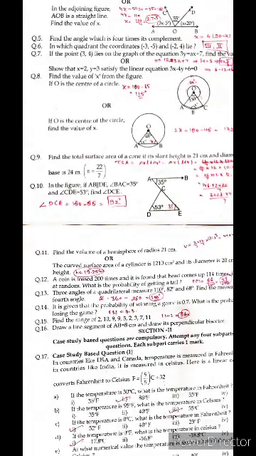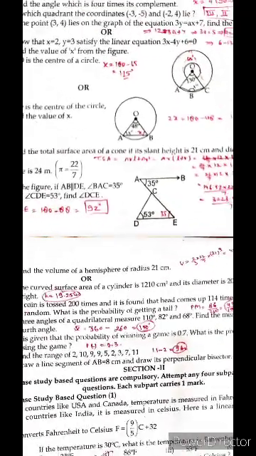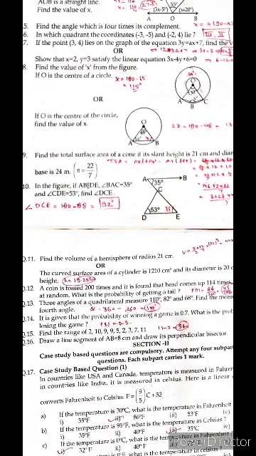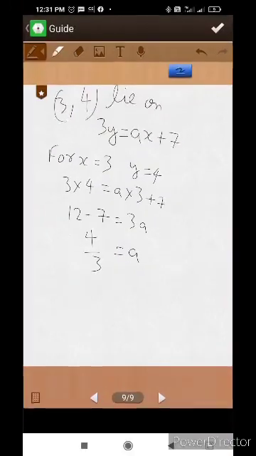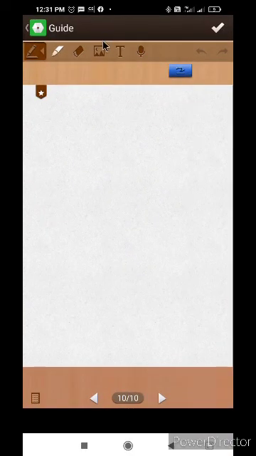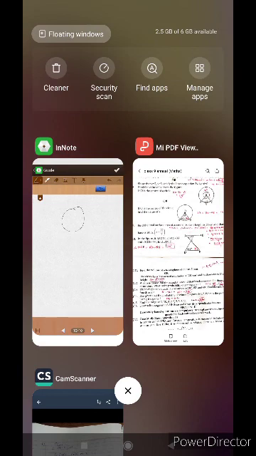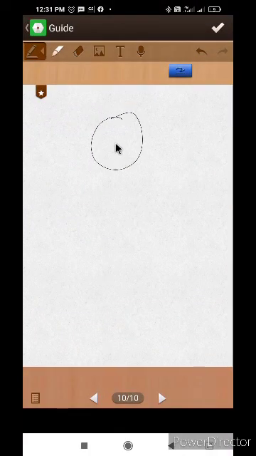O is the center of the circle, find the value of x. Okay, 48 and x. In this, they are given a circle and a triangle. This is the center of the circle. From the center, a triangle is formed.